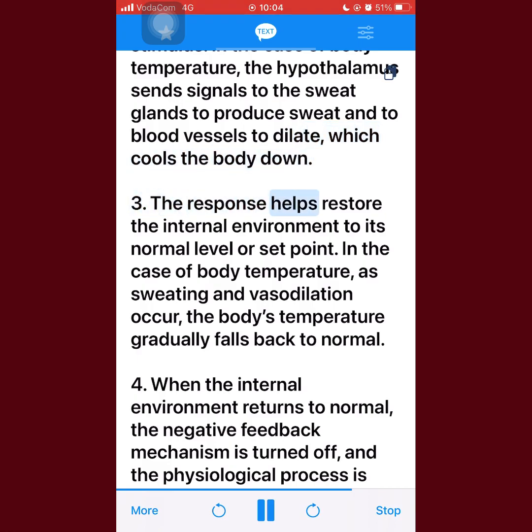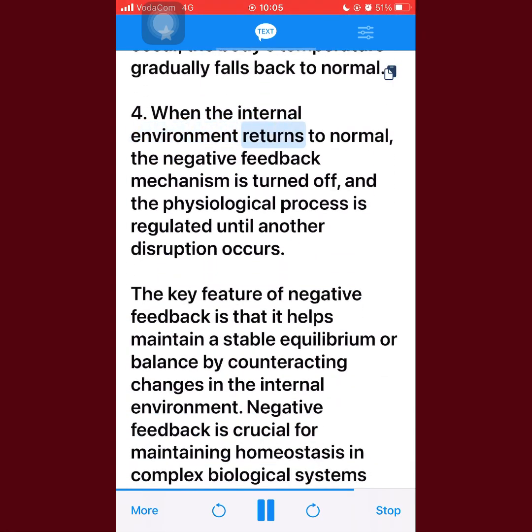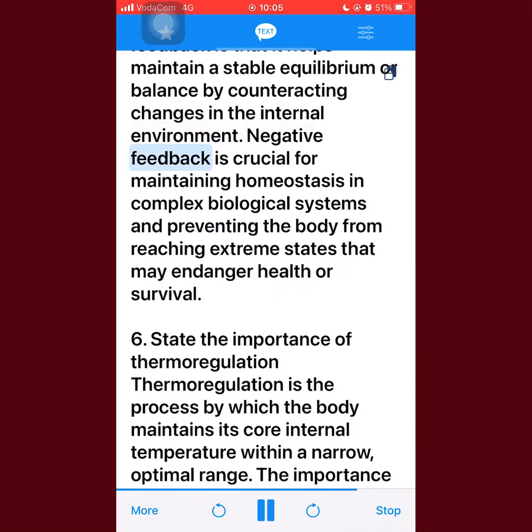3. The response helps restore the internal environment to its normal level or set point. In the case of body temperature, as sweating and vasodilation occur, the body's temperature gradually falls back to normal. 4. When the internal environment returns to normal, the negative feedback mechanism is turned off, and the physiological process is regulated until another disruption occurs. The key feature of negative feedback is that it helps maintain a stable equilibrium or balance by counteracting changes in the internal environment. Negative feedback is crucial for maintaining homeostasis in complex biological systems and preventing the body from reaching extreme states that may endanger health or survival.